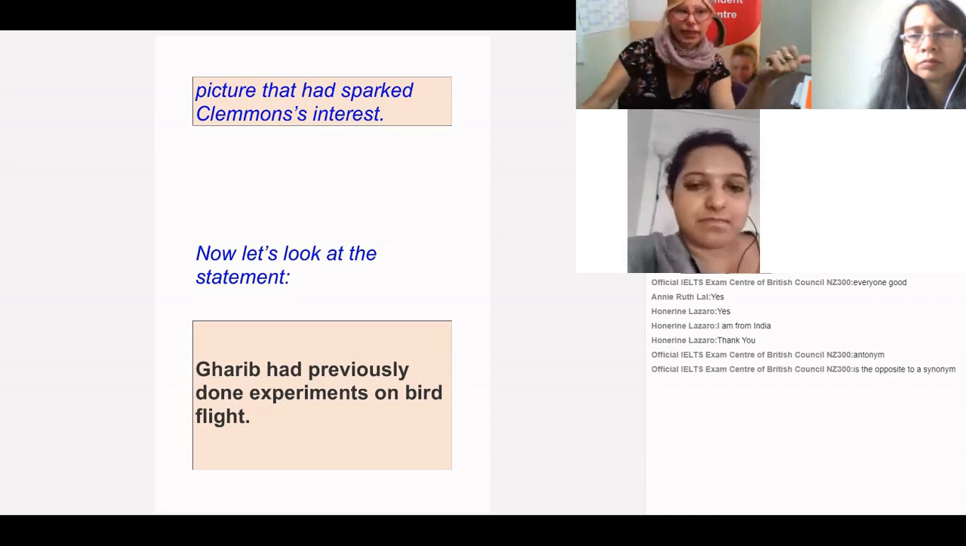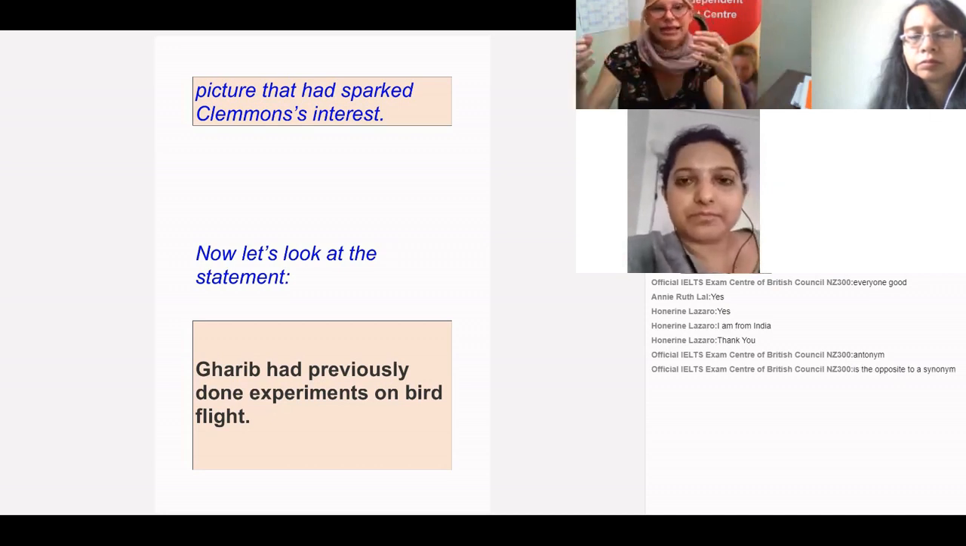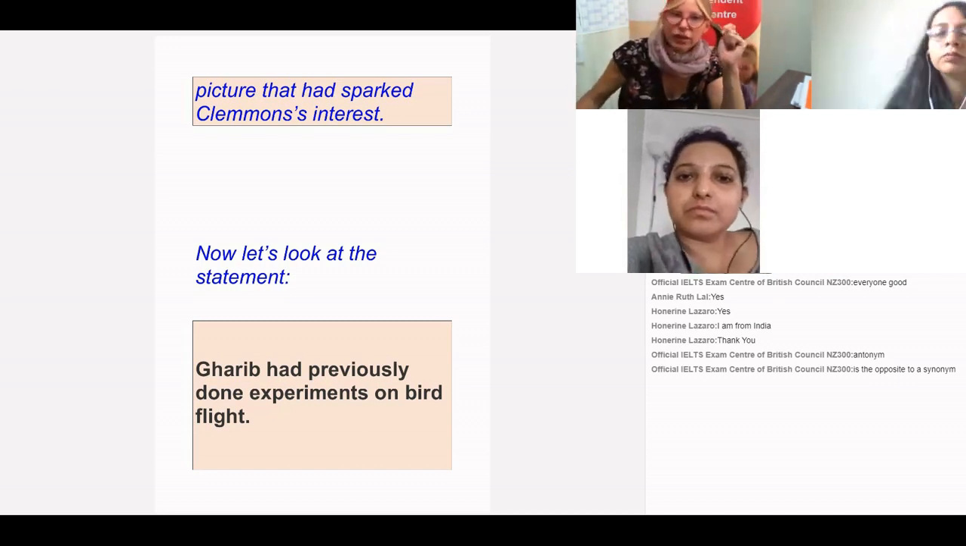Okay, so we've got antonym, which means opposite meaning, and synonym means similar meaning. So think of synonym with the S, so that will help you to remember that S is for similar.